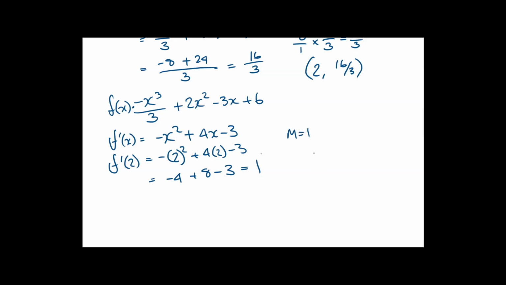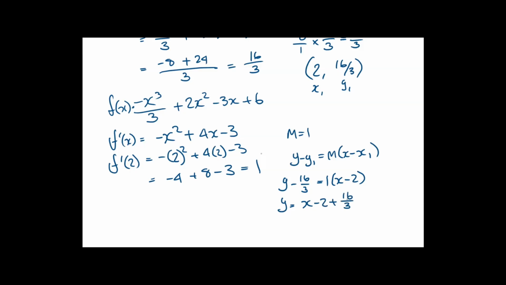So now we can use our equation y minus y1 equals m(x minus x1), where that's y1 and that's x1. So y minus 16 over 3 is going to be equal to 1 times (x minus 2). So y is going to be equal to x minus 2 plus 16 over 3.